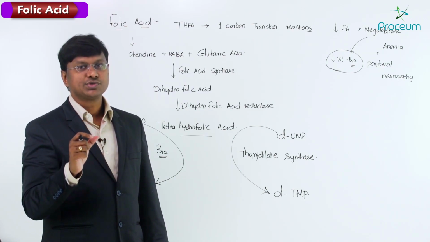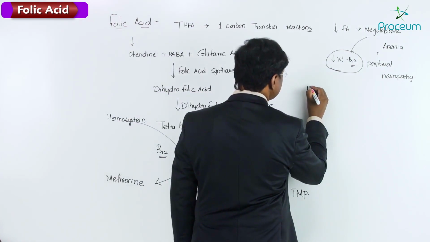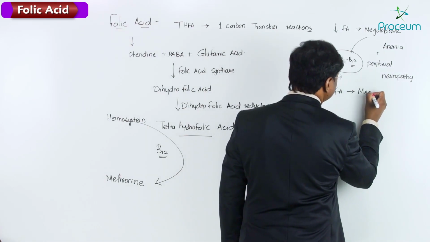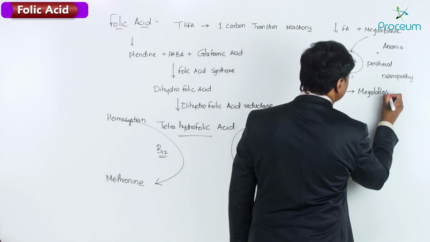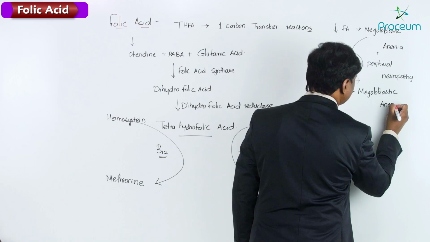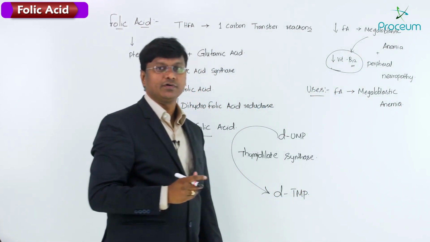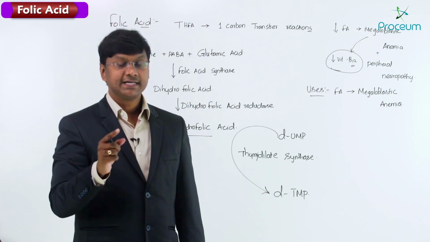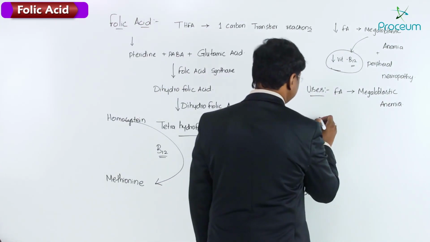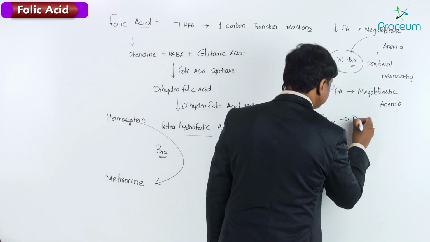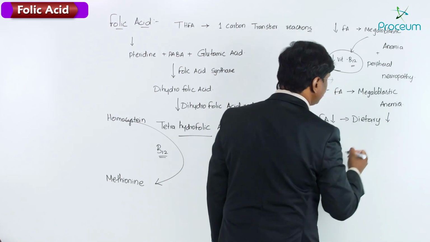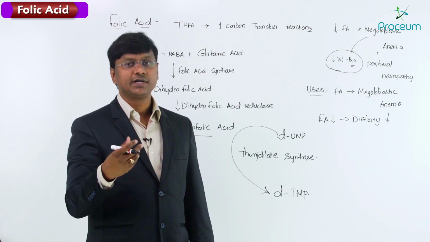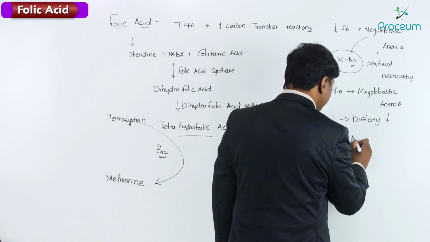Now, what are the main uses of the folic acid? Folic acid is used in the treatment of megaloblastic anemia. And this folic acid deficiency will occur due to dietary deficiency of the folic acid. Right, what are the causes for folic acid deficiency? One is dietary deficiency of the folic acid, and the other cause is malabsorption. The food contains adequate amount of the folic acid, but there is malabsorption.